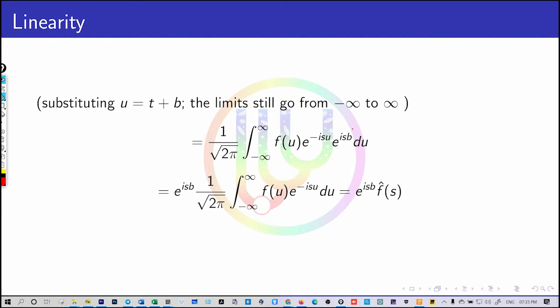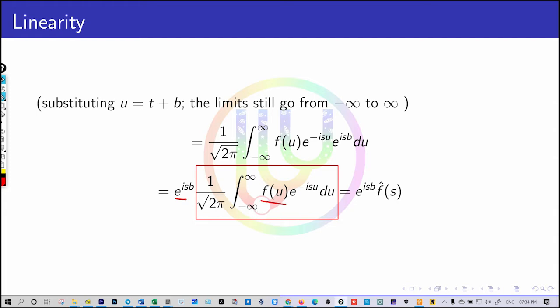Now we are integrating over u, right? Therefore this term is a constant. Why? Because there is no u inside this term, therefore we can take it outside. If we take it outside, we get e raised to i s b into 1 by root 2 pi integral from minus infinity to infinity of f of u e raised to minus i s u du. But whatever you see here, by definition, is the Fourier transform of f of u.